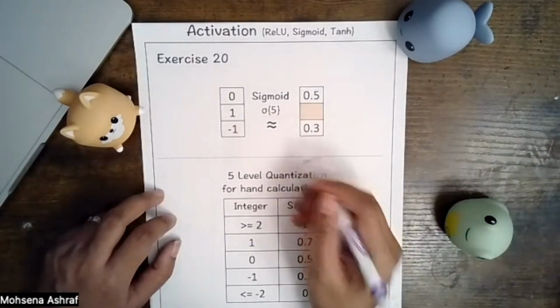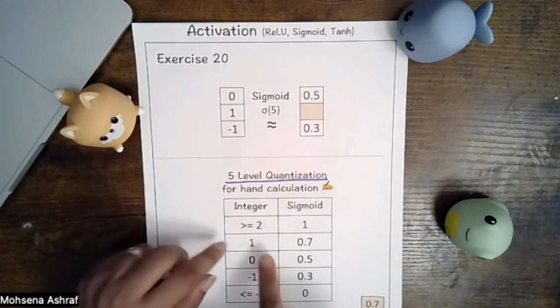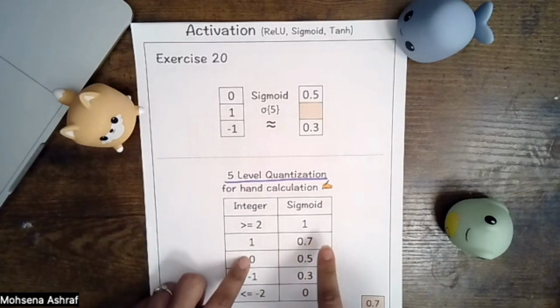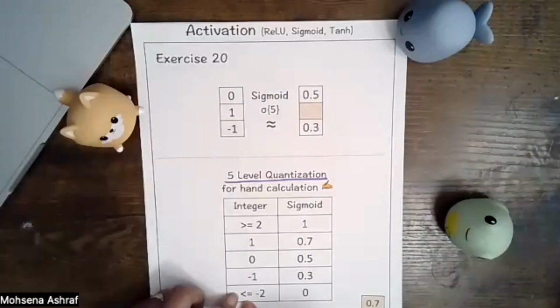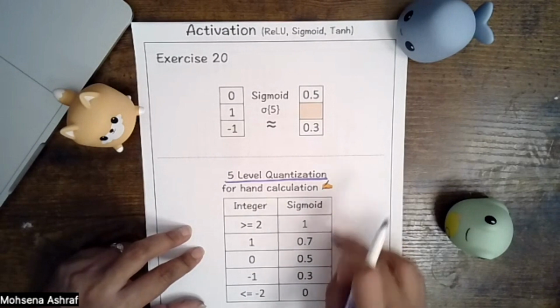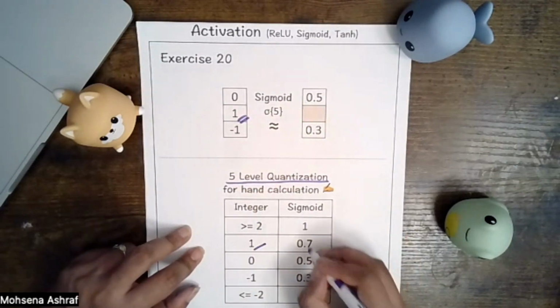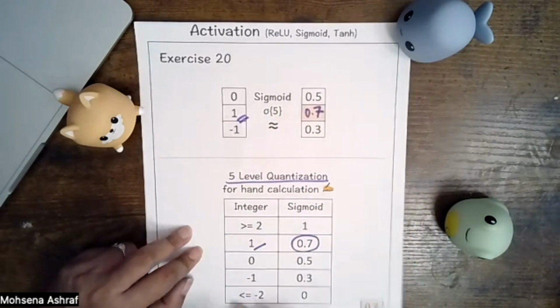And then the next one, for this, we are doing 5-level quantization of the whole range. So we can see that if we are getting greater than or equal to 2, sigma will return 1. If we are getting 1, sigma will return 0.7. If we are getting 0, sigma will return 0.5. If we are getting -1, sigma will return 0.3. And if we are getting less than or equal to -2, sigma will return 0. So we are just categorizing the whole range of integers into 5 ranges. So if we get 1 here, we can search for 1, and we see that we will get 0.7 here. So sigma will return 0.7.